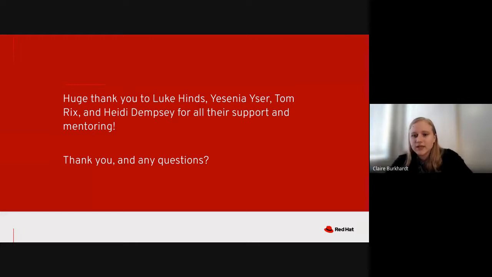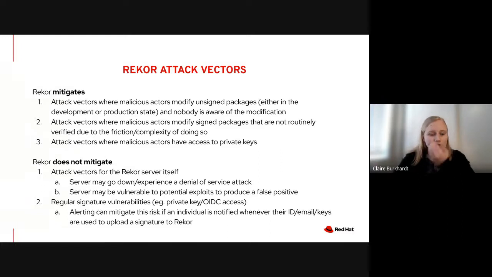And I see another question about the threat model. So what kind of attackers are you defending against? So basically, Rekor itself mitigates attack vectors where packages are distributed and are unsigned, so nobody knows about this. Where you have packages that are signed, but nobody checks them because it's a pain to check, which is a particularly poignant problem with RPMs.